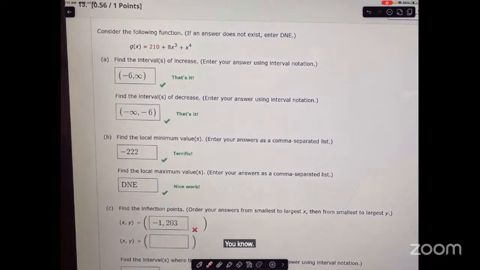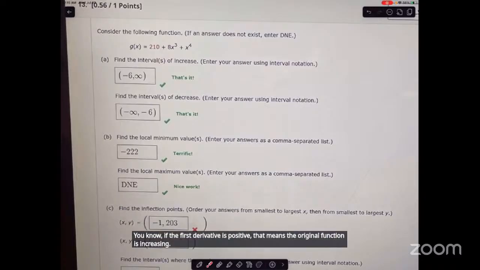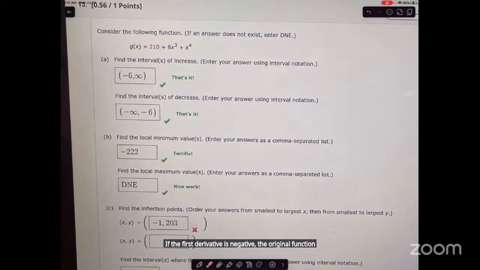If the first derivative is positive, that means the original function is increasing. If the first derivative is negative, the original function is decreasing. If the first derivative is 0, that means the original function is constant. Okay?